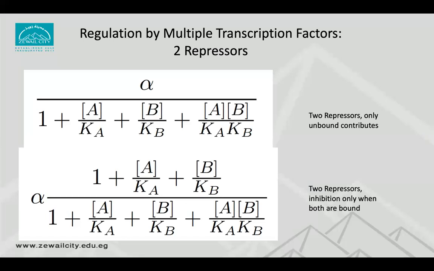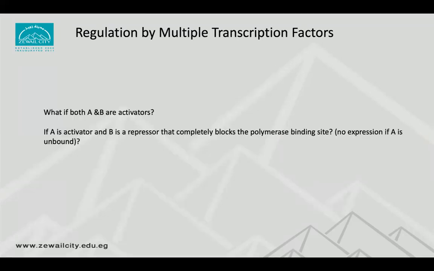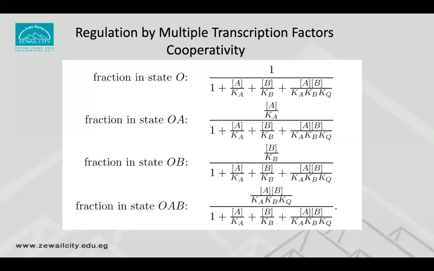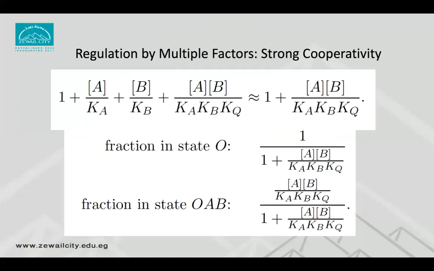So, for example, if we have two repressors, then only the unbound contributes. Okay? But if you have two repressors and you only have repression in both repressors there, then we also include the singly bound fractions. Okay? All right, so then to add cooperativity, we just have this KQ, which is this cooperativity factor.